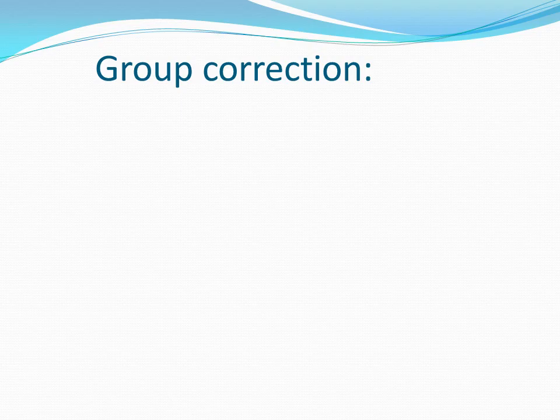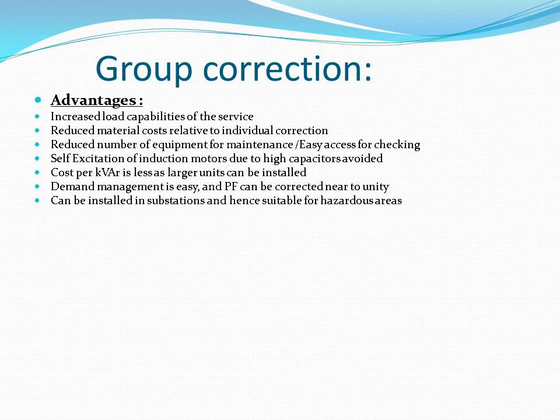Not every installation can be corrected directly at the load. In some cases, it is better to correct for a group of loads. Group correction advantages are increased load capabilities of the service, reduced material costs relative to individual correction, reduced number of equipment for maintenance and easy access for checking, and self-excitation of induction motors due to high capacitors is avoided.